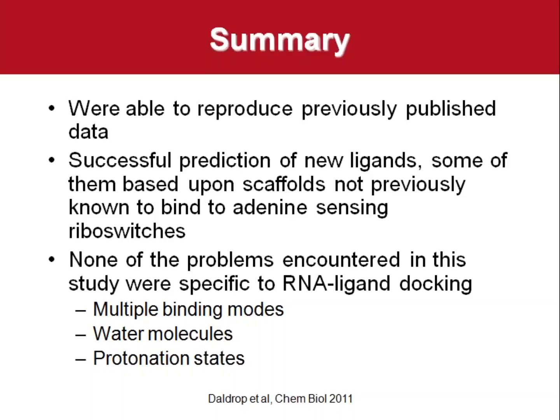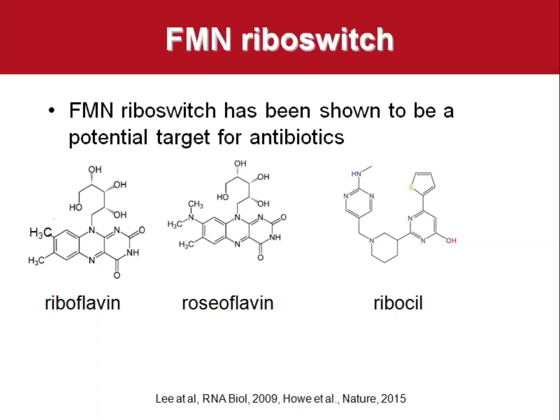But I think overall, the study worked very well, and we are very confident to take this RNA-ligand docking forward to more complex targets, which actually will be really interesting as targets for new antibiotics. And one of these targets we're currently working on is the FMN riboswitch. This riboswitch has already been demonstrated to be a potential target for antibiotics.